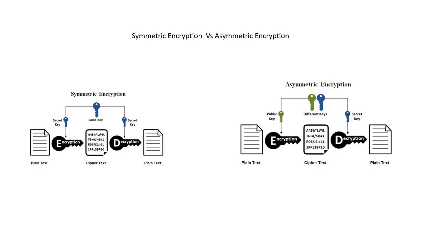Before we go and see TLS SSL handshakes, let me explain symmetric and asymmetric quickly. Symmetric encryption: if sender and receiver use the same key to encrypt and decrypt, it is called symmetric encryption. In case sender and receiver use different keys to encrypt and decrypt, it is called asymmetric encryption.